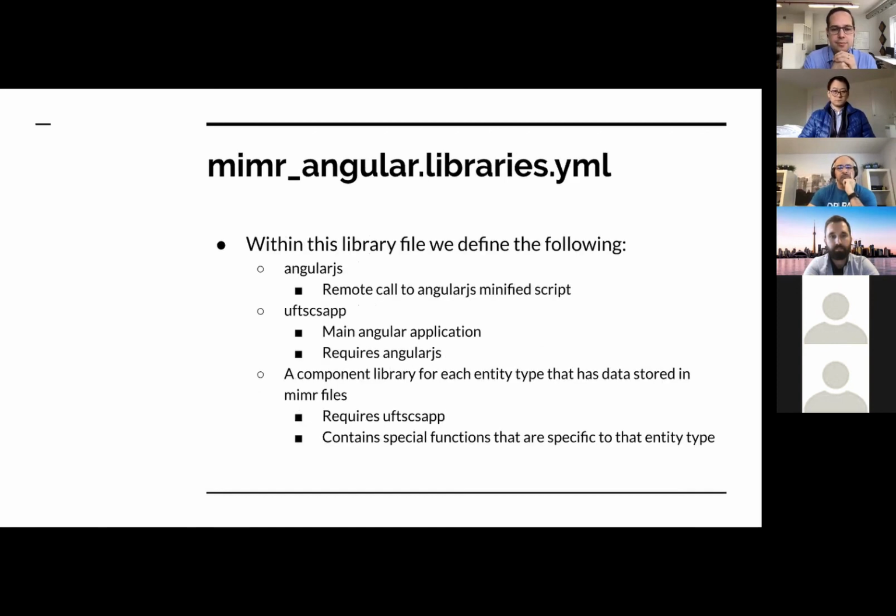So, just to jump into the Mimer Angular libraries file, within it we define the following. We have AngularJS, which is a remote call to the minified AngularJS script hosted by Google. After that, we have the U of T app, which is the main Angular application. It requires AngularJS to make sure that when it's loading, we're loading it in the correct order. And then finally, we have a component library for each entity type that has stored data within these Mimer files. Each one of these requires the U of T app, which will then require AngularJS.